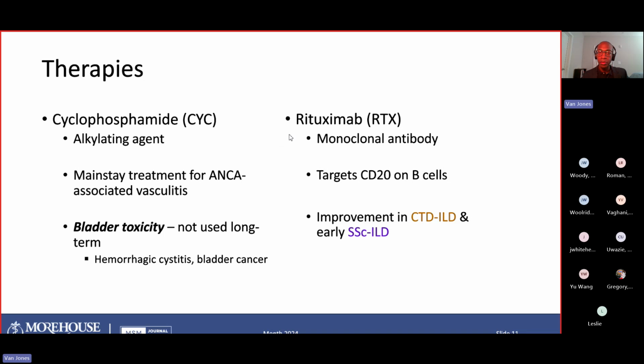Last agent that they mention is rituximab. Monoclonal antibody targets CD20 on B cells, which has shown improvement in these two ILDs here.